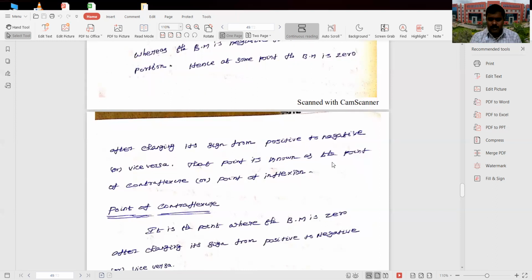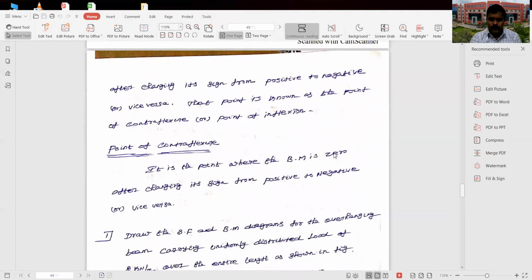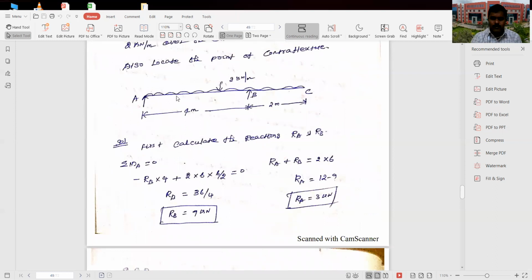That point is known as the point of contraflexure or point of inflection. The point of contraflexure is the point where the bending moment is 0 after changing its sign from positive to negative or vice versa. So, where the bending moment value is 0 after changing from positive to negative, that point is called the point of contraflexure.